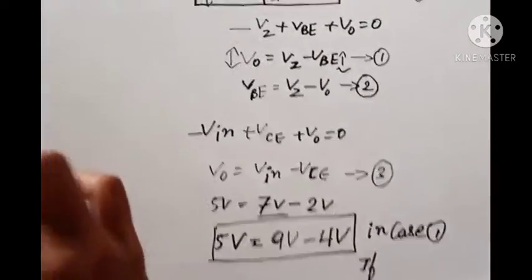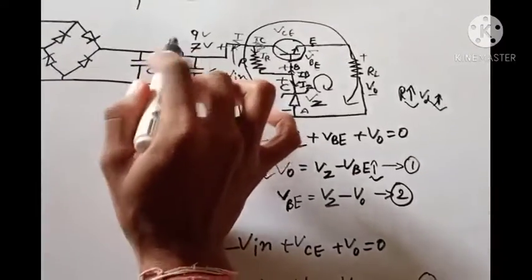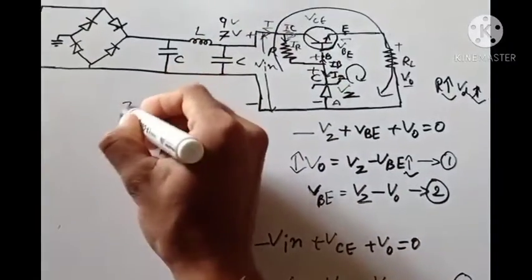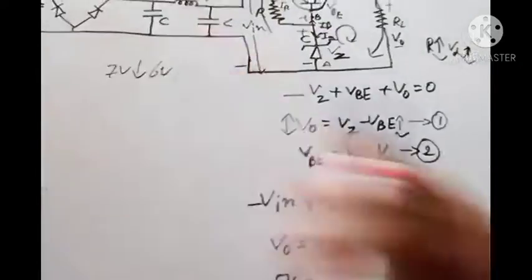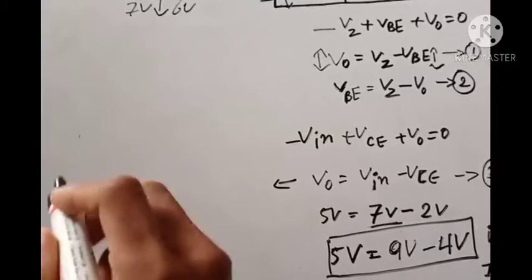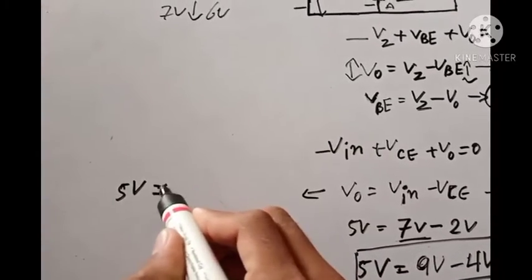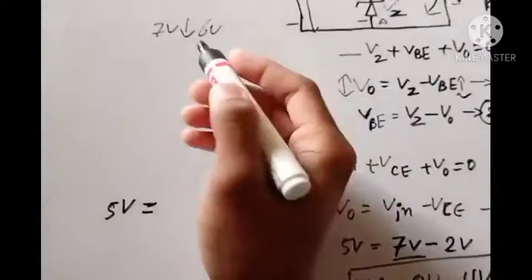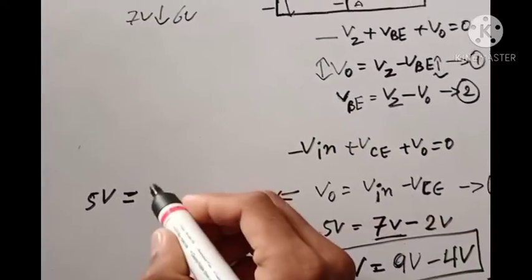What happens if the given input voltage decreases? For example, we have taken 7 volts as an input. What happens if the voltage of 7 volts is decreased to 6 volts? From this equation, output will be 5 volts, right? We have taken an example of 5 volts of output. So what happens if the input is decreased from 7 volts to 6 volts? So automatically Vin is 6 volts.